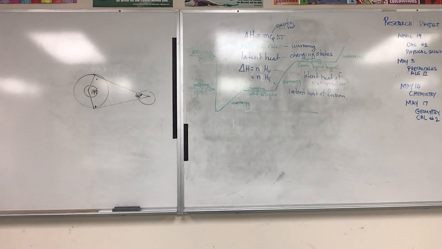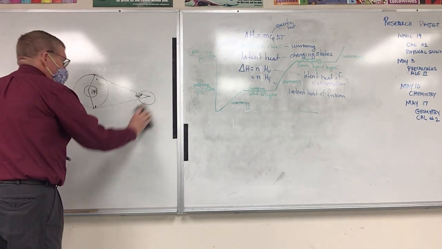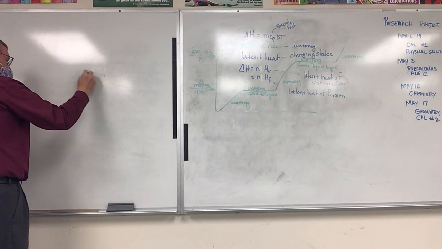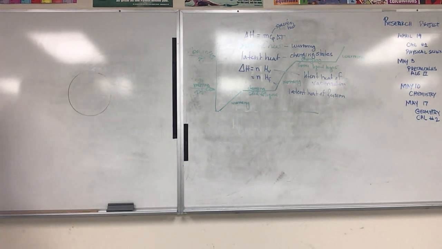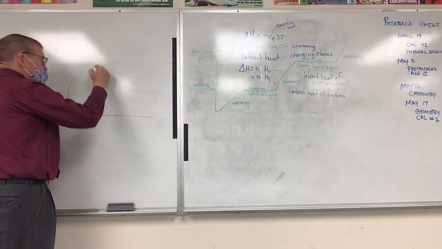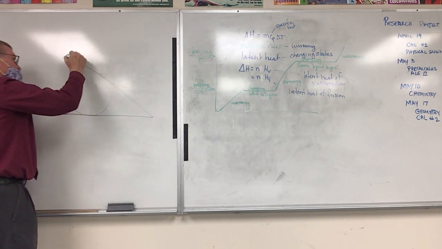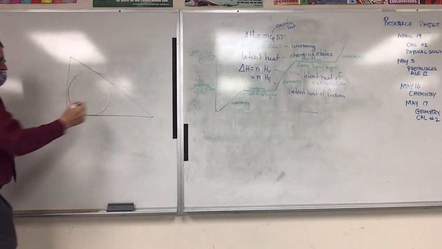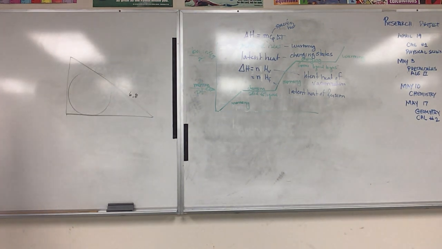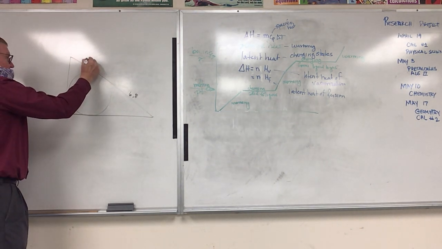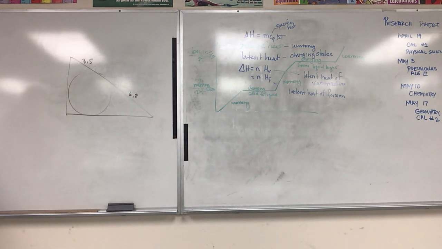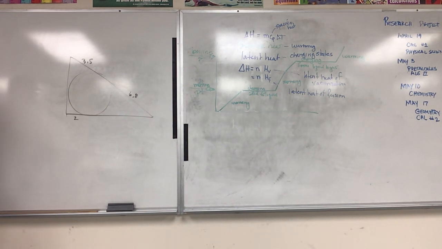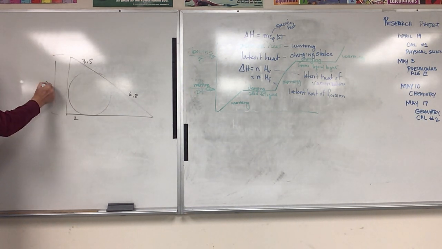Number 45. We have this circle. We have this tangent line. We have this tangent line. And we have this tangent line. We know that this is 6.8. I know that this is 3.5. And I know that this is 2. I am looking for x.